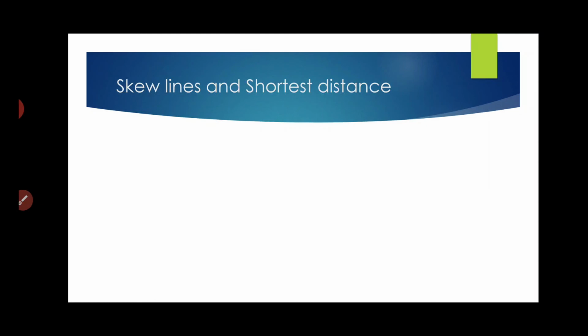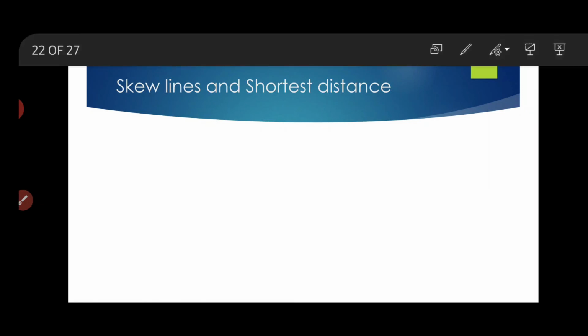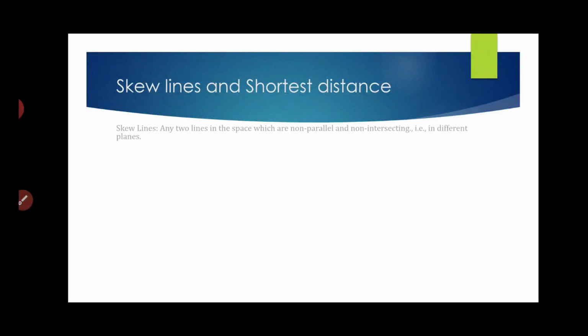But in case of 3 dimension, the two straight lines can neither be parallel nor be intersecting. So there is a third kind of situation which is called the skew lines. So the lines are not parallel to each other as well as they are not intersecting each other. So they are basically in just two different planes. So therefore they are called skew lines. And whenever we have two skew lines, then we always try to find what is the shortest distance between the two skew lines.